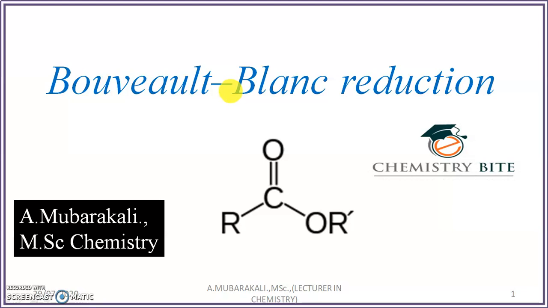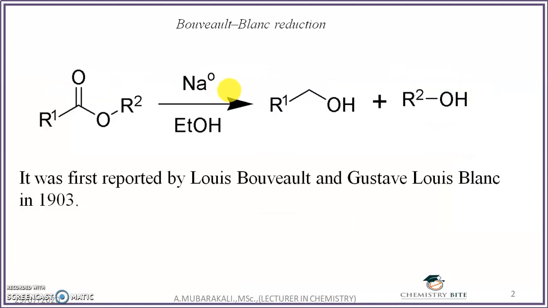So in this lecture we are going to discuss the Bouveault-Blanc reduction reaction. The Bouveault-Blanc reduction reaction is a chemical reaction in which an ester, so you can see the ester here, is reduced to primary alcohols. So 2 moles of primary alcohols will be produced here by using absolute ethanol, so here the solvent is ethanol, and sodium metal. So you can see the ester is converting into 2 moles of alcohol.